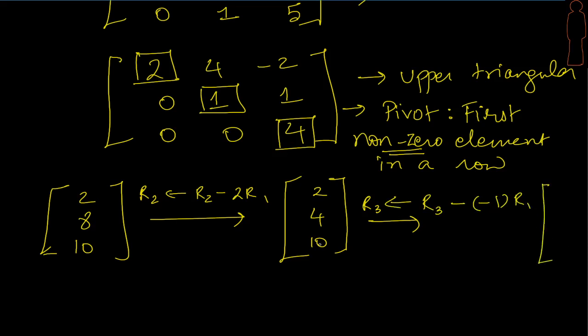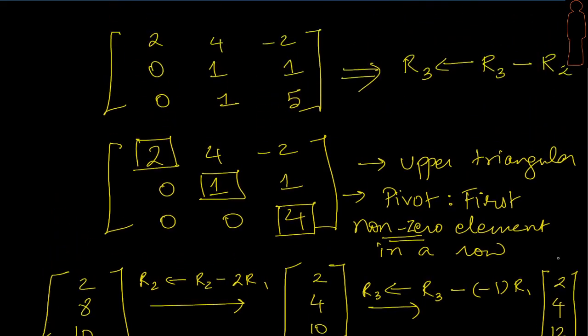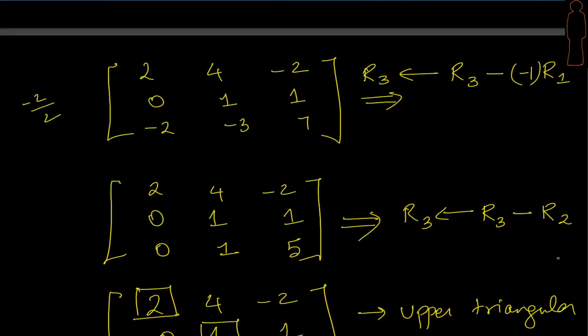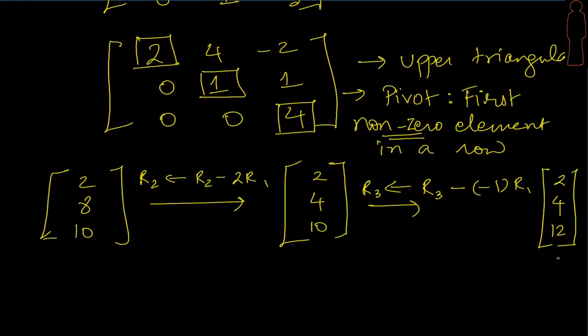Effectively just have to add them. So the 2 and 4 will remain here. This would now become 10 plus 2, which will become 12. Okay, and after that we had one more operation here on R3, which is R3 minus R2, right?